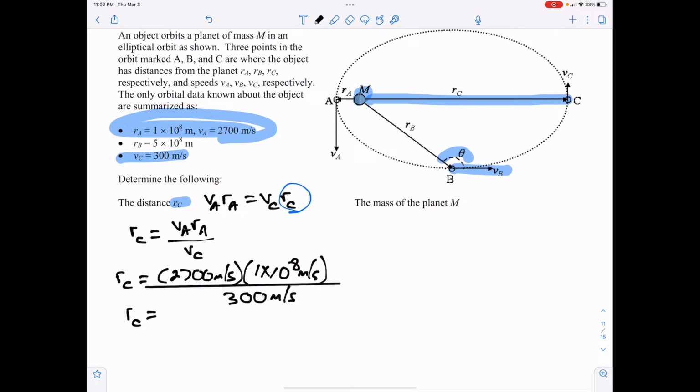Okay, throw that in your calculator. 2,700 times 1 times 10 to the 8 divided by 300. You should have gotten a value pretty close to 9 times 10 to the 8 meters.